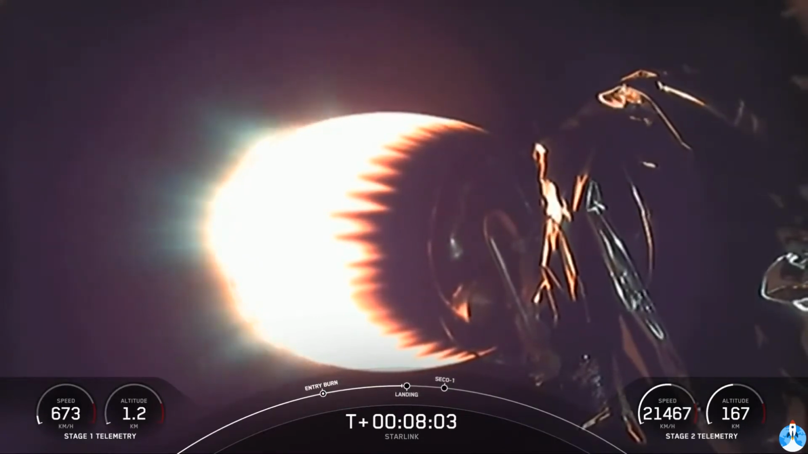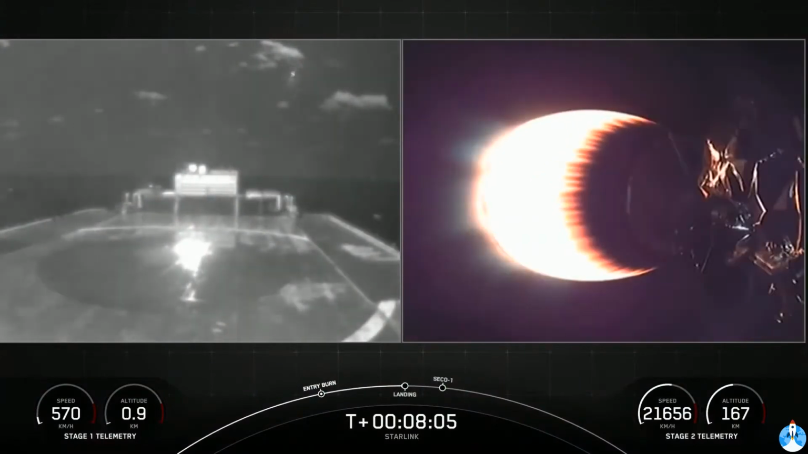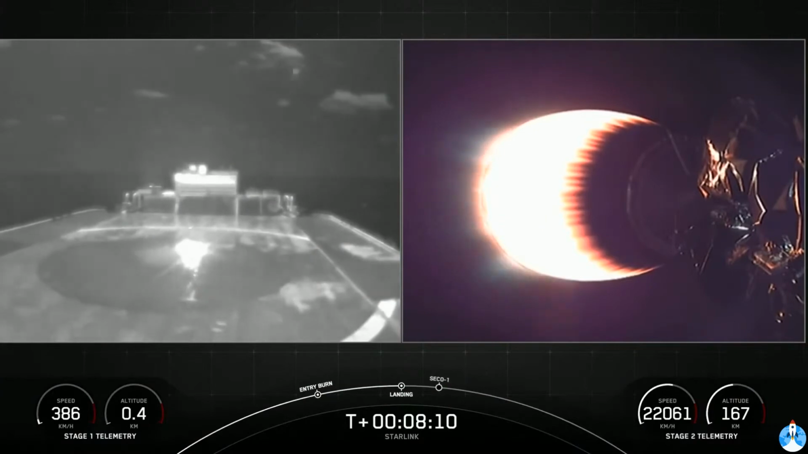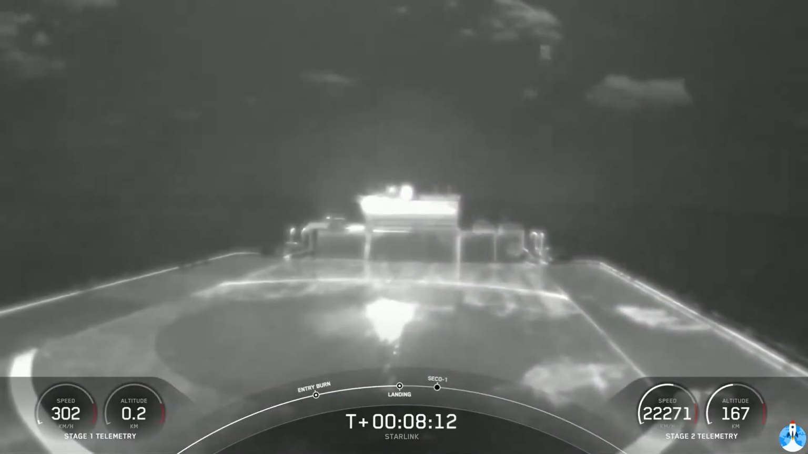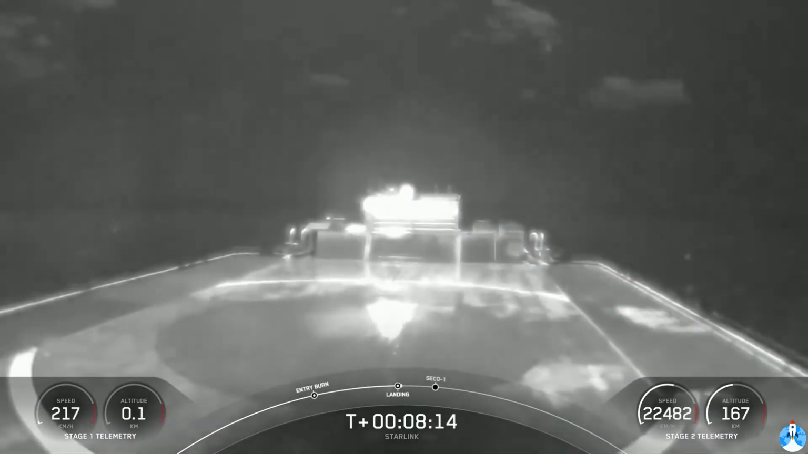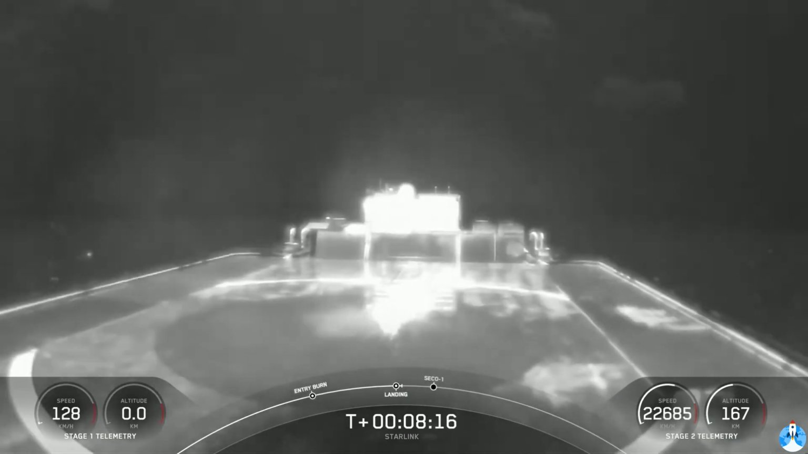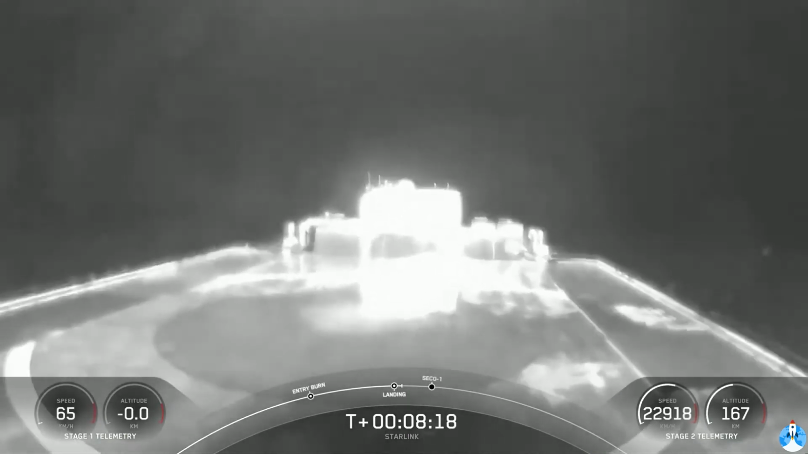Stage 1 landing burn. 10 seconds out. We may see a video cut out here. Stage 1 landing leg deploy.